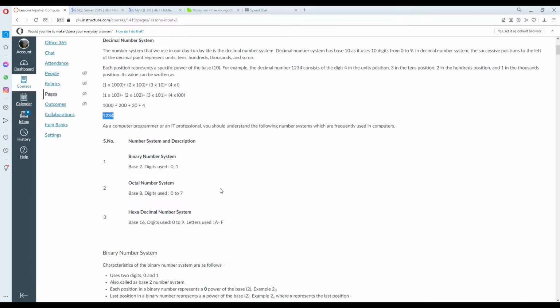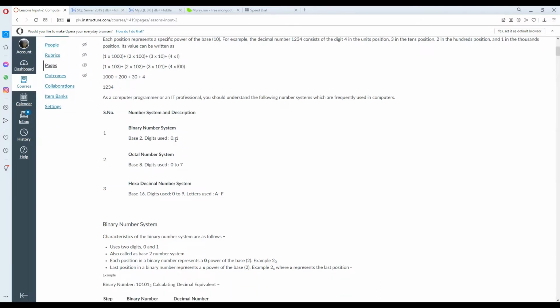As a computer programmer or IT professional, you should understand the following number systems, which are frequently used in computers. Take note, guys, this concept is also important for persons involved in electrical engineering or any technology regarding electricity, not just computer programmers or IT professionals. So this is involved especially in your course.